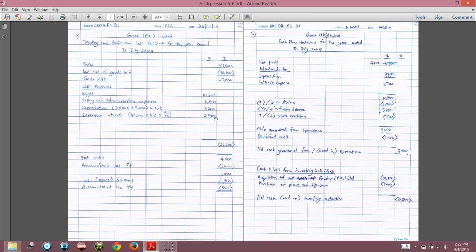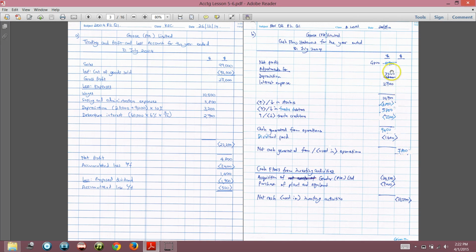Remember, it's accrued, it's not paid yet. So that's why I add back here. So let's say if the interest is paid, then I add back here, and then I minus out from here. Cash generated from operations, then I less interest paid. Then I get net cash generated from operations.